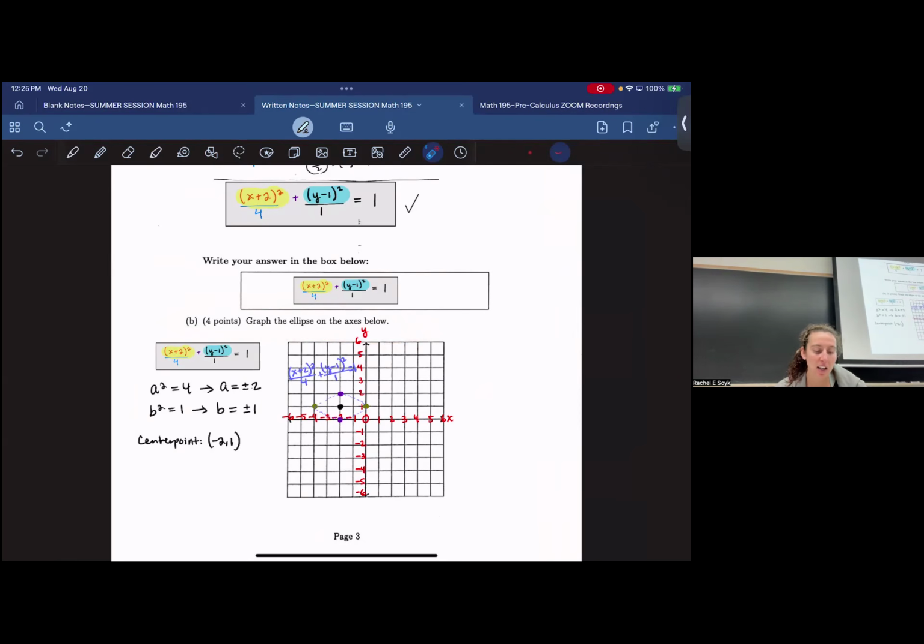It doesn't have to be dashed. The reason why I do the dash is it makes it look a little bit more ellipsy. But yeah, you could have solid lines.